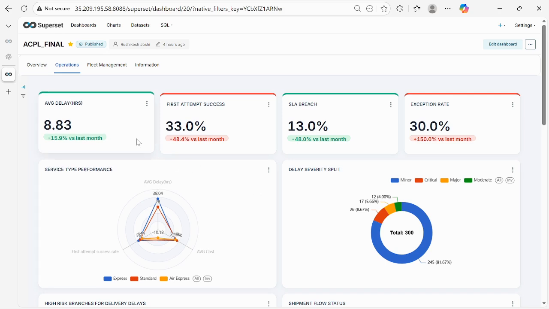The first one is average delay. This shows the average delay in hours compared to the promised delivery time. A lower value means the deliveries are happening closer to the schedule.